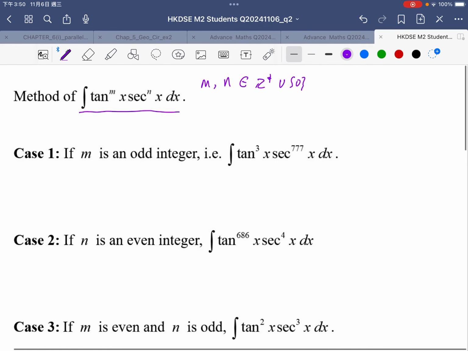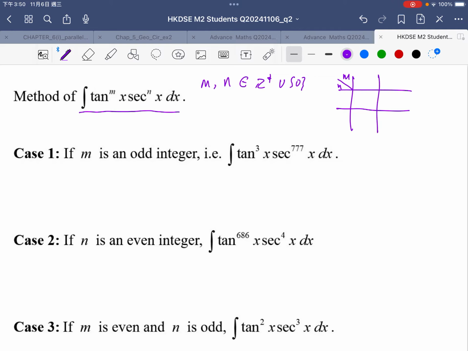Okay, actually there are 4 cases. Here I want to illustrate m and n being even, odd; even, odd. If m is even, n is odd, this case actually includes 2 cases.